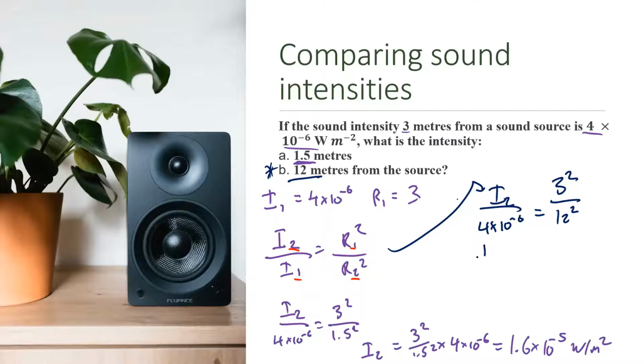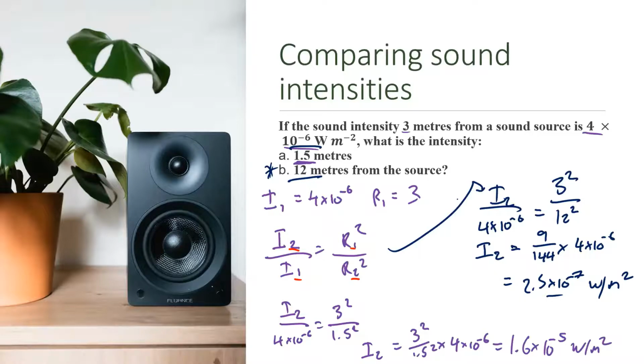Punching that in gives me I2 equals 9 over 144 times 4 times 10 to the negative 6. That's going to give you 2.5 times 10 to the power of negative 7 watts per meter squared. And that number is smaller than this number, so that's a good sign that we got the answer correct, because you're moving further away, so it should sound quieter.